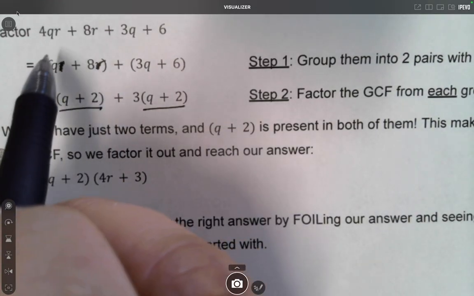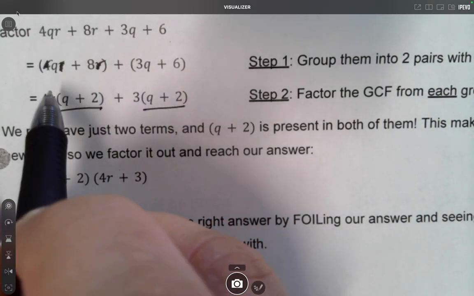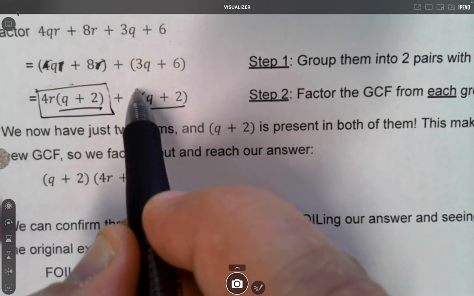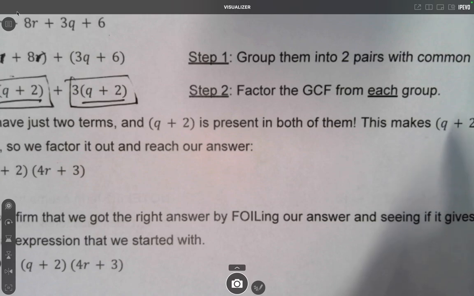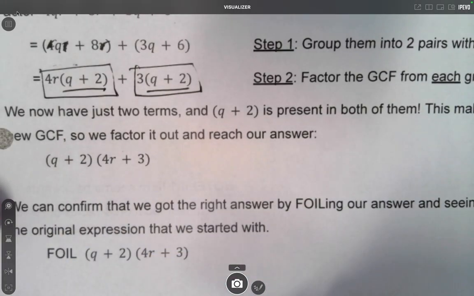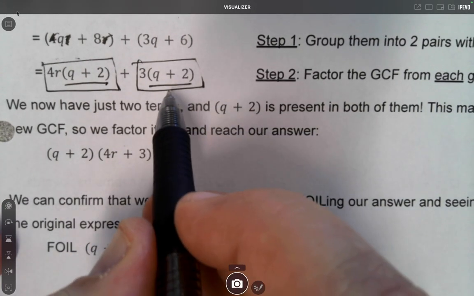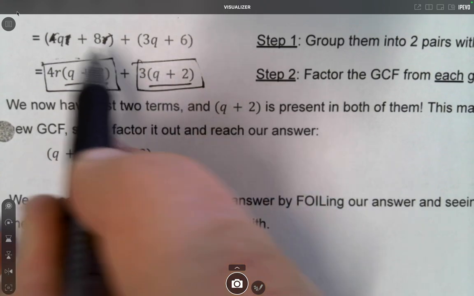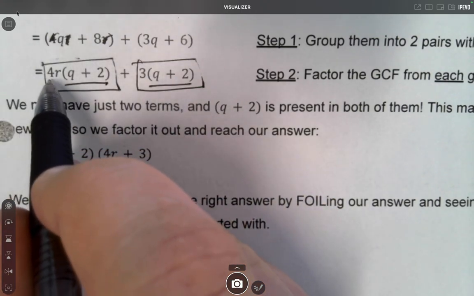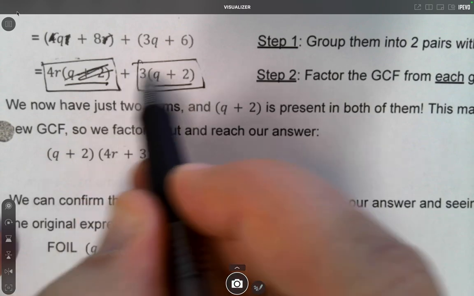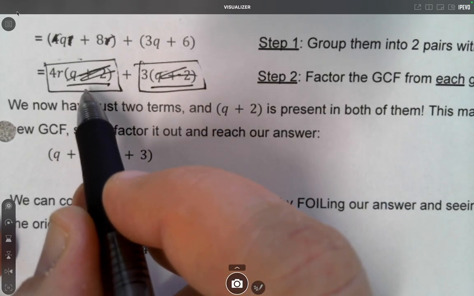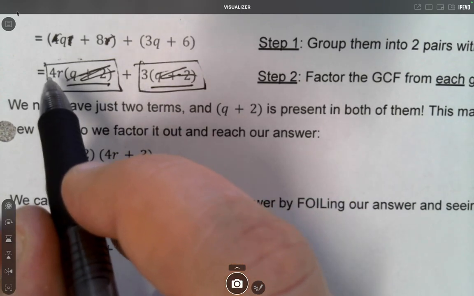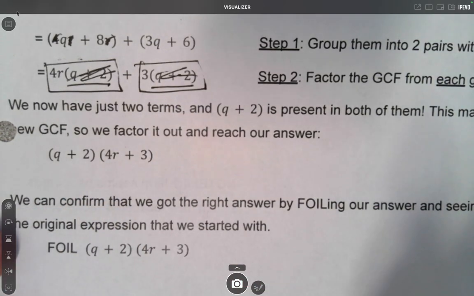That means instead of looking at it as 4 pieces, we look at it as piece 1 and piece 2. We look at it as 2 pieces. This makes Q plus 2 the new greatest common factor. So we can factor it out and say, all right, let's bring Q plus 2 out of here. That leaves 4R plus 3. So we end up with Q plus 2, because we pulled that out of both pieces, times 4R plus 3.